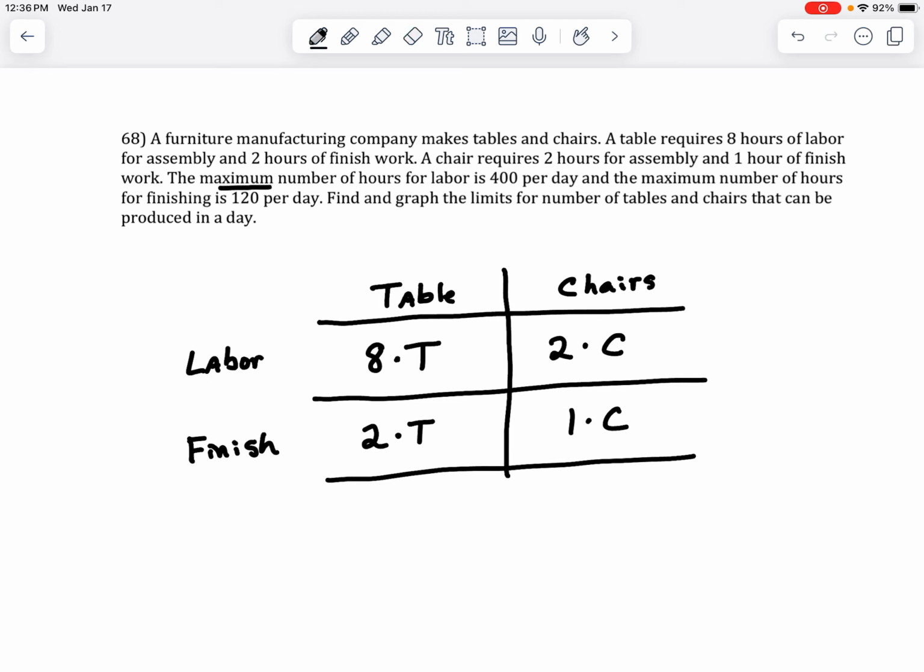Then the maximum number of hours for labor is 400 hours per day. So obviously they have many employees working in total because nobody's going to be able to work 400 hours by themselves. But that's basically saying that for the labor in total, this has to be less than or equal to 400. And for the maximum hours for finishing, that's 120. So this finishing row has to be less than or equal to 120.